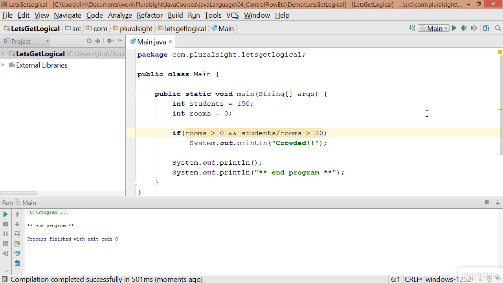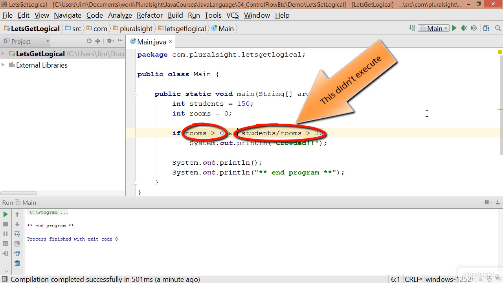because the combined value of the test was false. Rooms was not greater than 0, but we ran successfully. So we were able to conditionally execute the right-hand side of the AND based on the left-hand side. If the left-hand side had been true, we would have also run the right-hand side to see if it was true. But once the left-hand side was false, we never even bothered running the right-hand side.